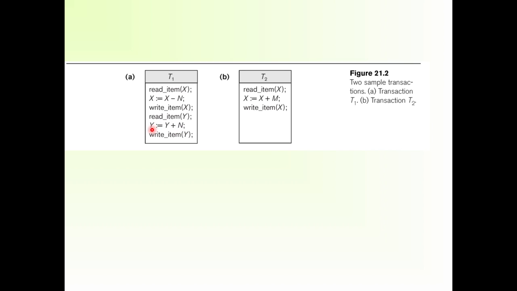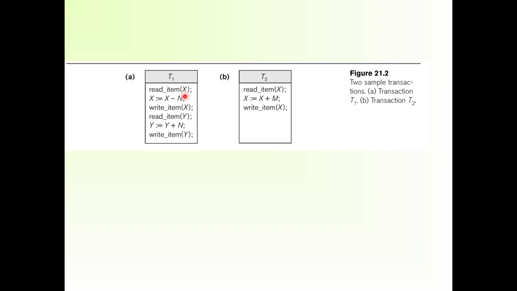After modification, this value must be reflected in your disk. For reflecting that you use write item Y. Write item Y means it copies the Y value from the program variable to your data. The Y item, which is available in the buffer, is later copied to your backend. This is one transaction.